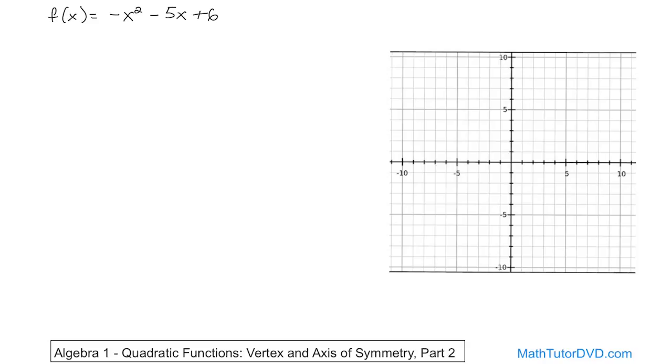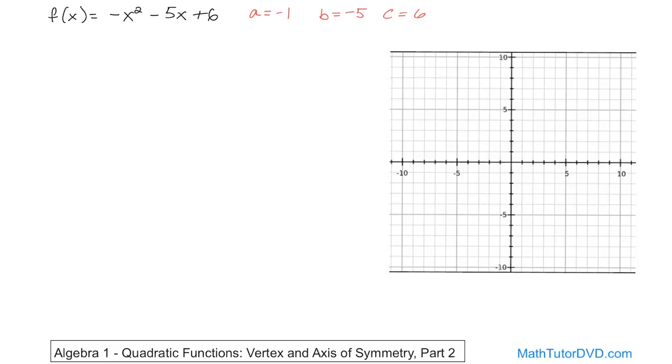Now before we go any farther, we want to label. What is a equal to? Well, in this case it's negative 1. B is negative 5, and C is equal to 6. That's just A, B, and C that we've had and been dealing with this whole time.